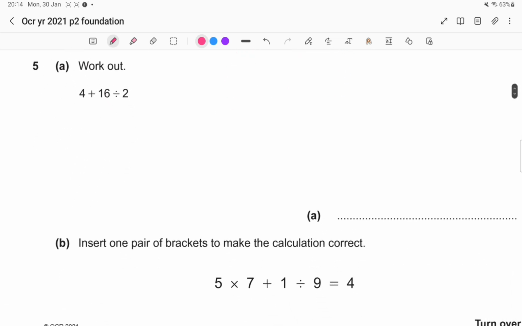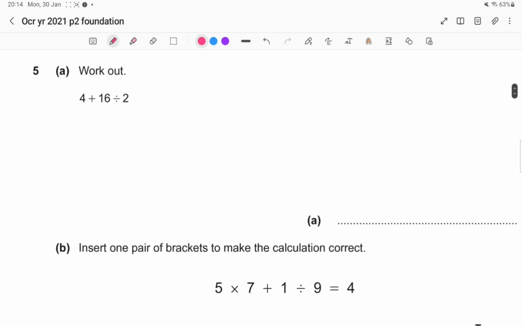Question number 5, 4 plus 16 divided by 2. To be able to do this question correctly, you should know your BODMAS. So this is brackets, order or indices, division, multiplication, addition, then subtraction. So division comes before addition. So you should do 16 divided by 2 first, which will give you 8. And then you add it to the 4. That will give you 12.